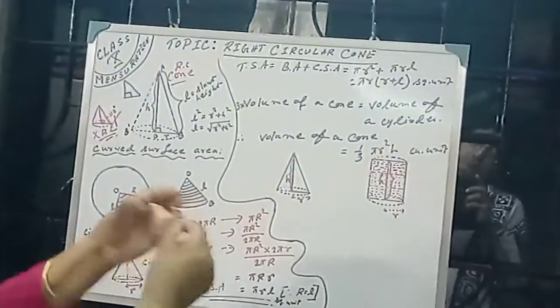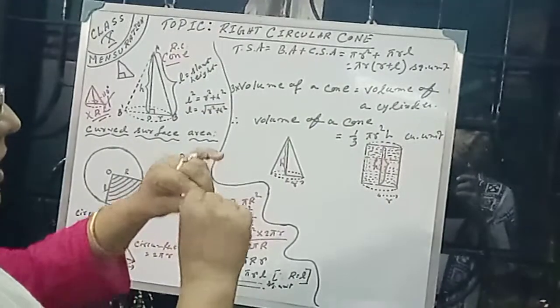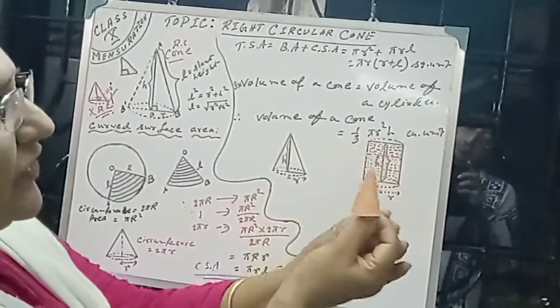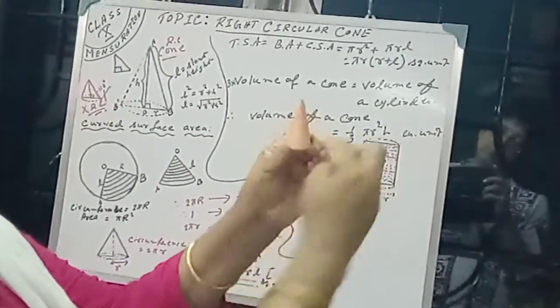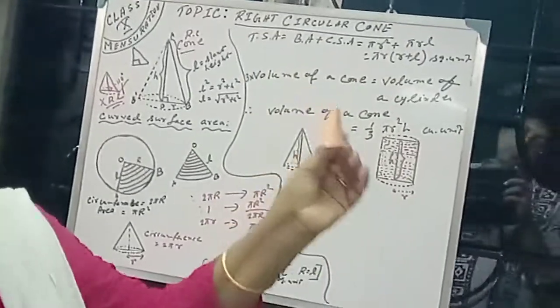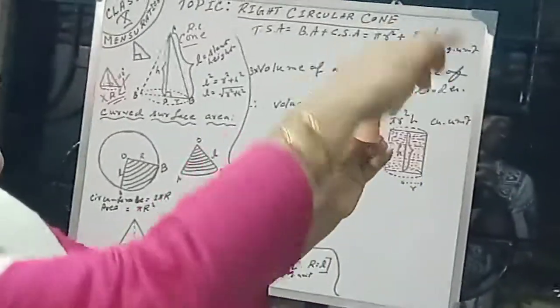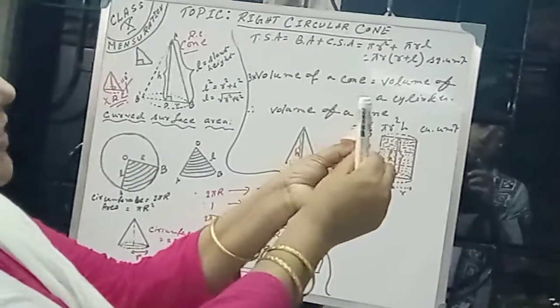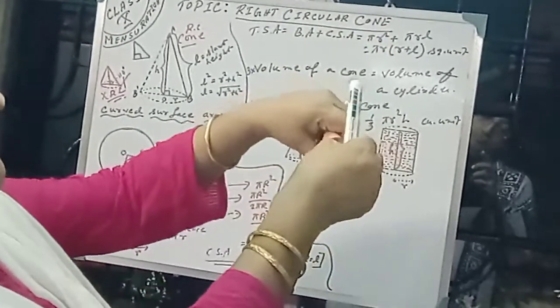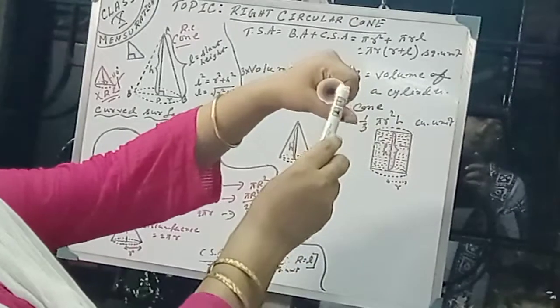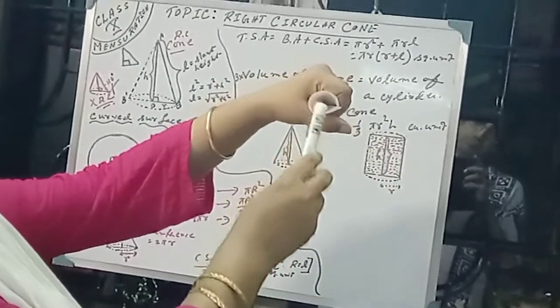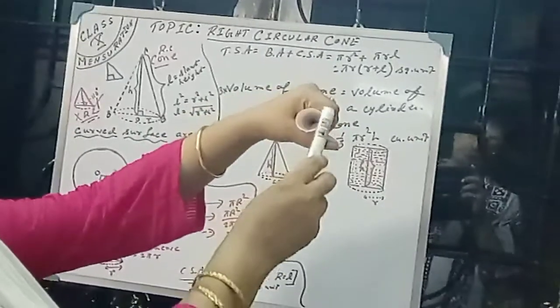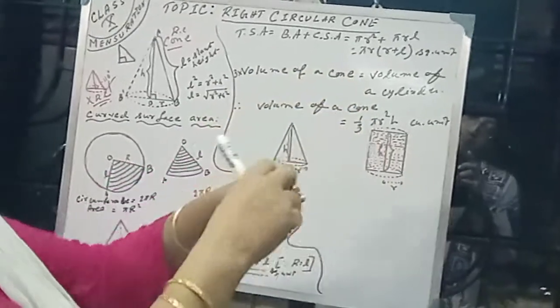Now we have to find out the curved surface area. Curved surface area means the area of this part, this curved surface. And what is the base area? Base area means this circular part. This is the base area. We know this is a circular part, so this is the area of a circle. We have to find it out.